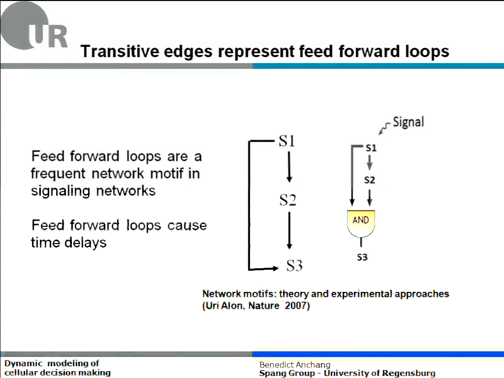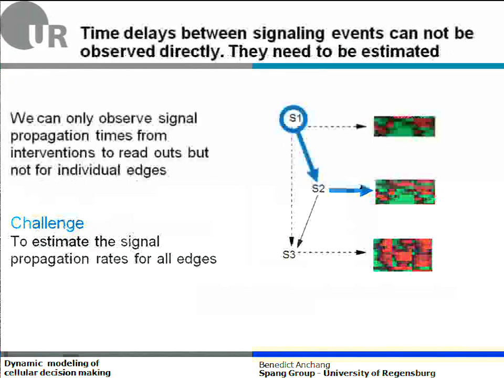And nature has made use of these feedforward loops in several organisms to cause time delays so that the cells can function properly. So we can also show that time delays might also serve as evidence of feedforward loops. The problem is that time delays between signaling events cannot be observed directly. They need to be estimated.